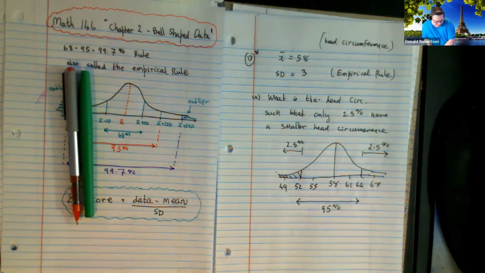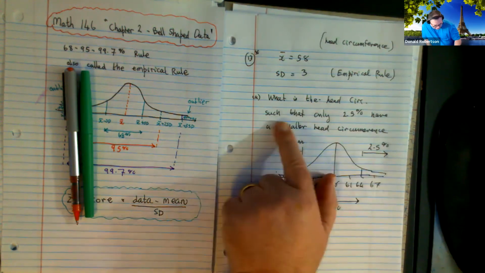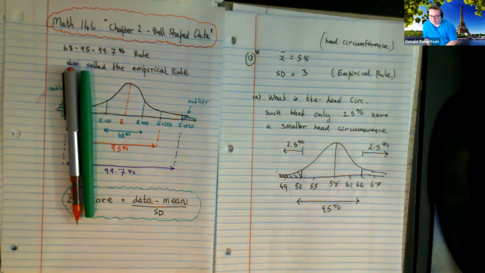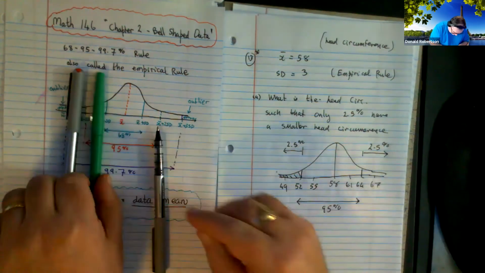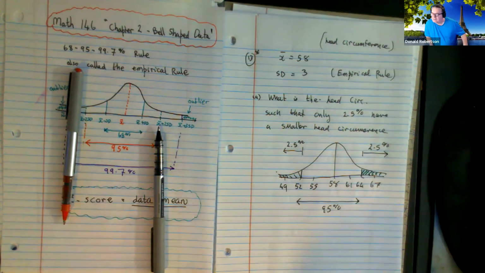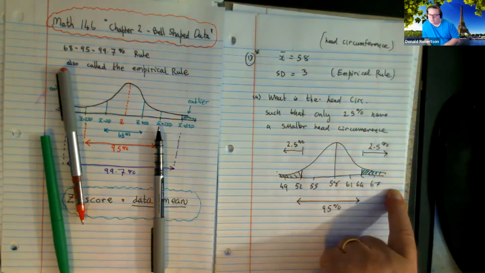Now, suppose I phrased it a little bit differently and said, what is the head circumference such that only 2.5% have a larger head circumference? Wouldn't I be talking about these people, the ones with the big heads? And that answer would have been 64 then. Great. 64.